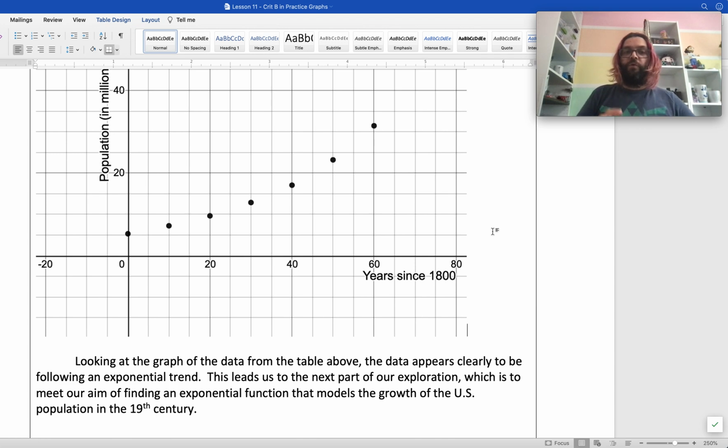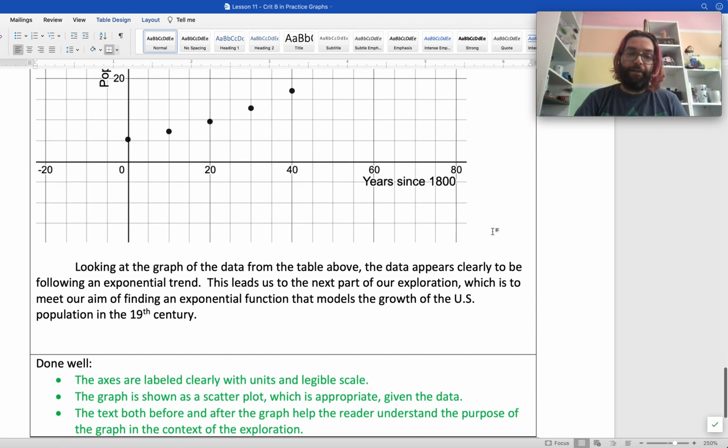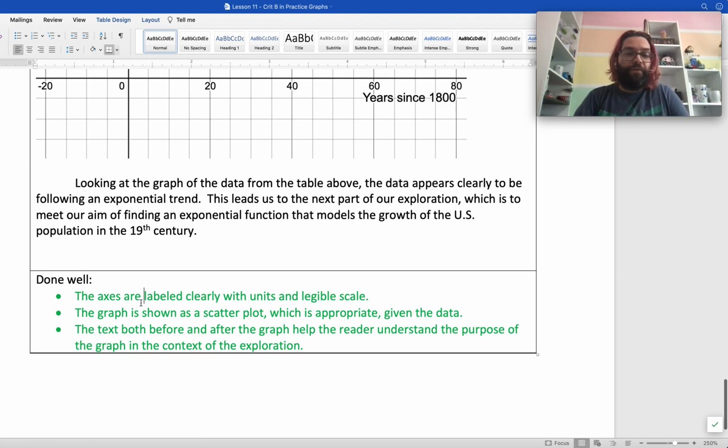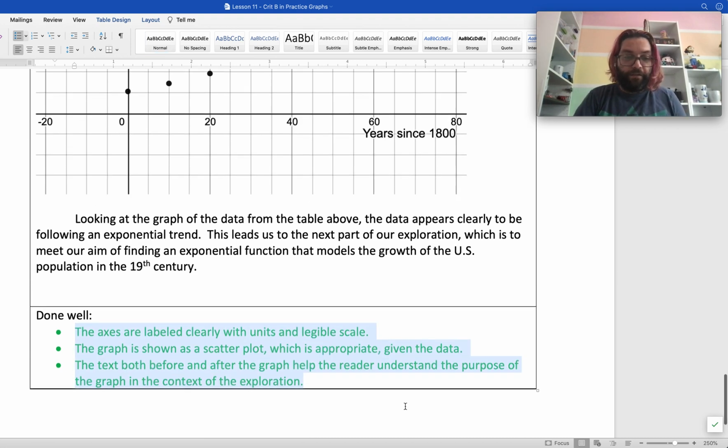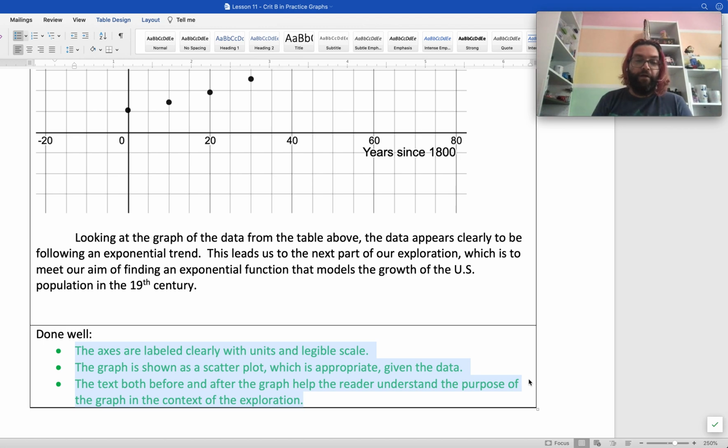So not only are you improving Criterion B, mathematical communication, by using a graph to communicate well, but in addition to that, you're adding to doing well in the other criteria. I've probably already mentioned all the things that were done well in this one, but I'll mention them really quickly here. The graphs are labeled clearly. They have units and a legible scale. The graph is now shown as a scatter plot, which is appropriate. And the text before and after the graph help the reader to understand the purpose of the graph in the context of the exploration.